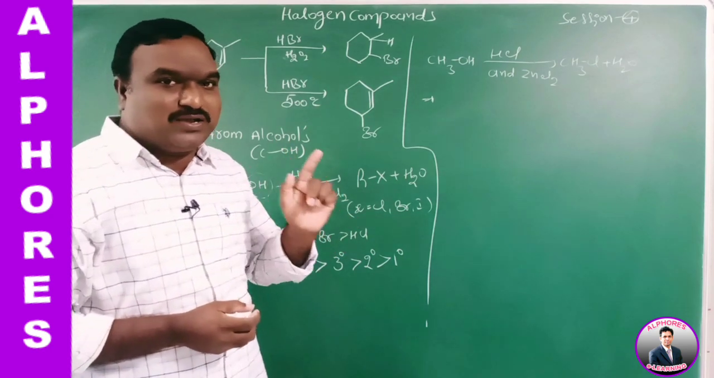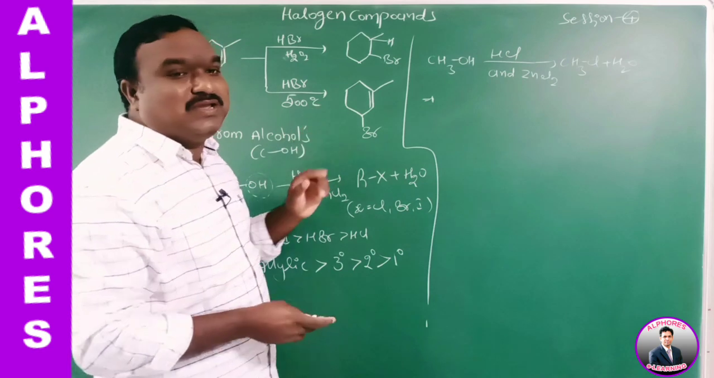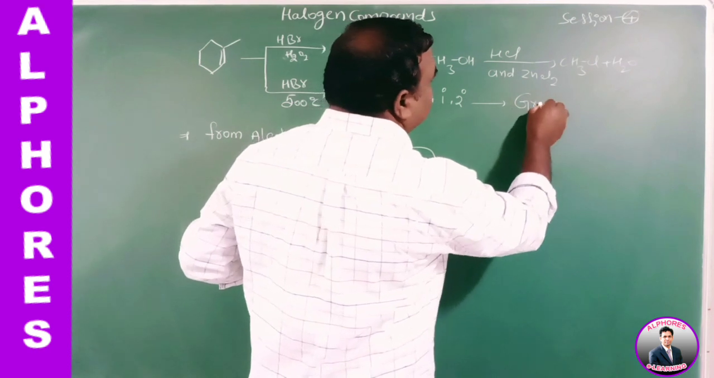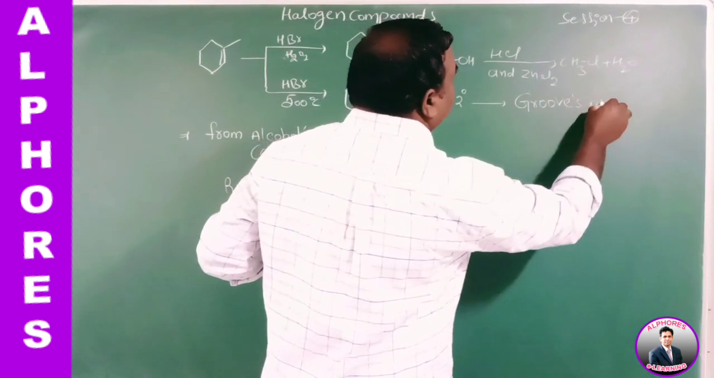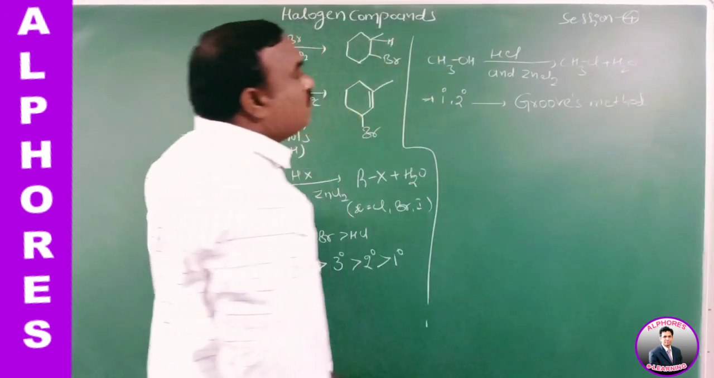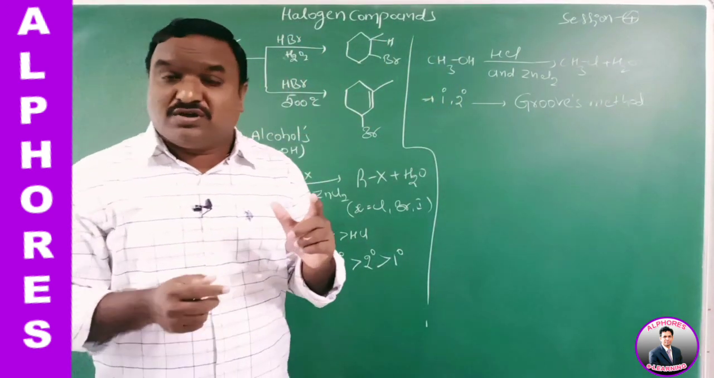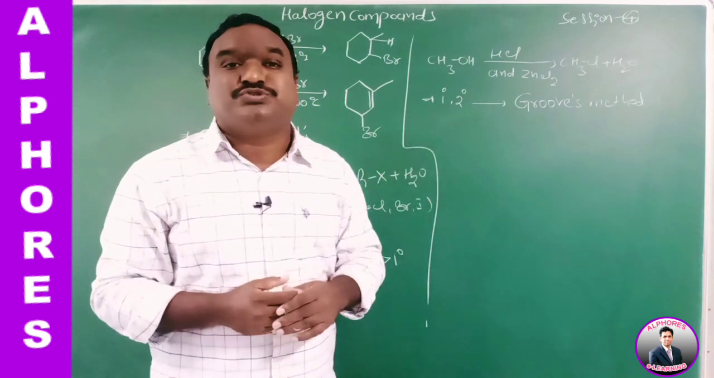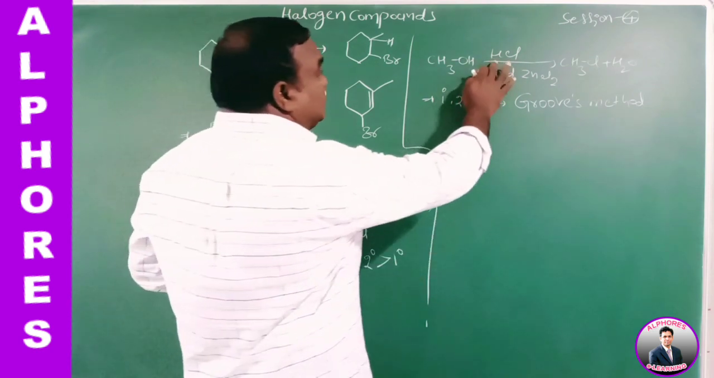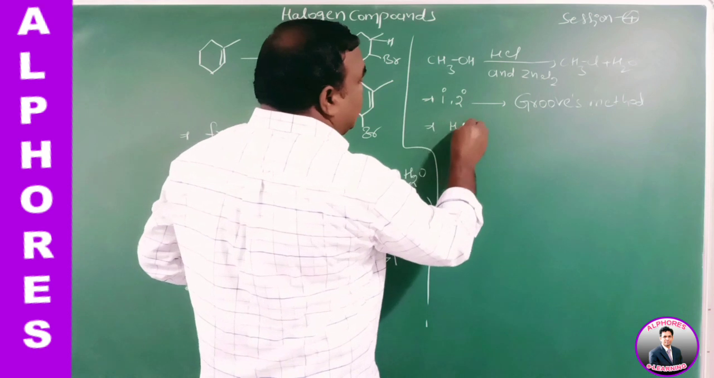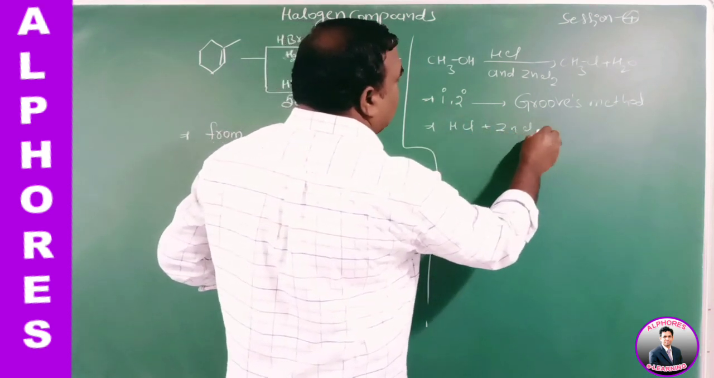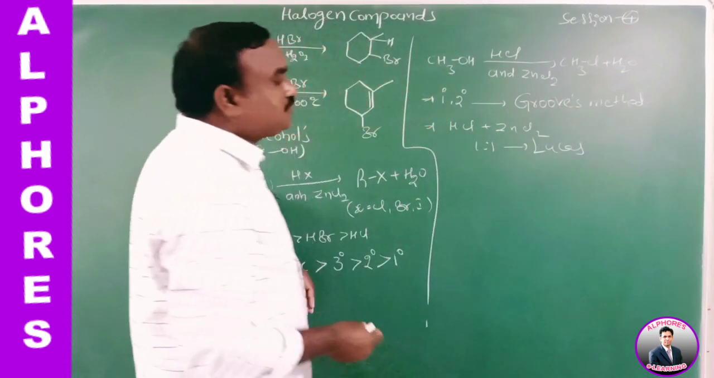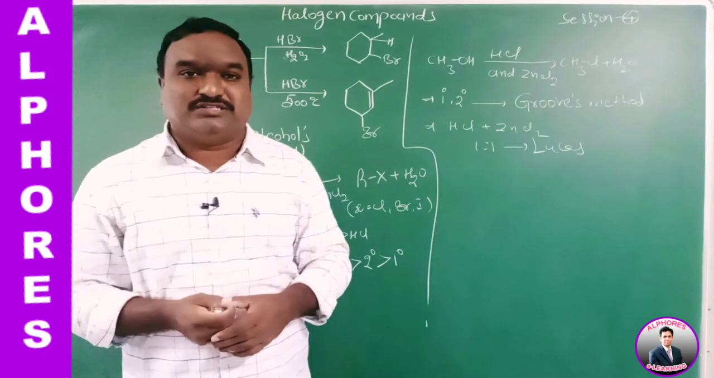Preparation of alkyl chloride compounds from primary and secondary alcohols is generally called Groove's method. HCl plus ZnCl2 in a 1:1 ratio is generally called Lucas reagent.